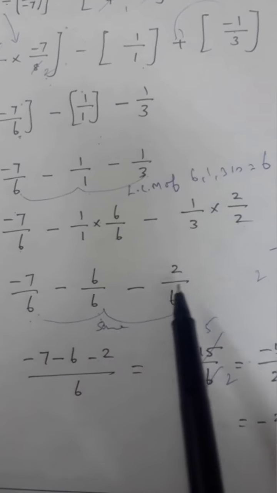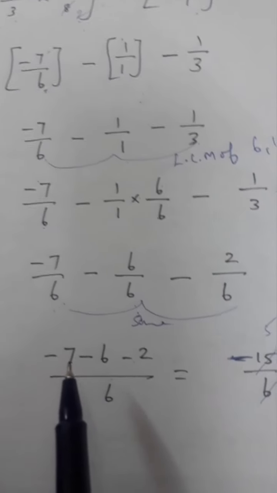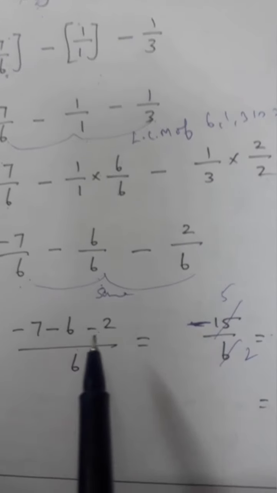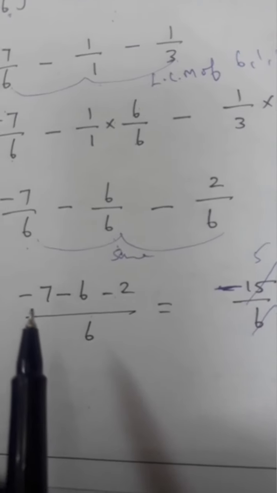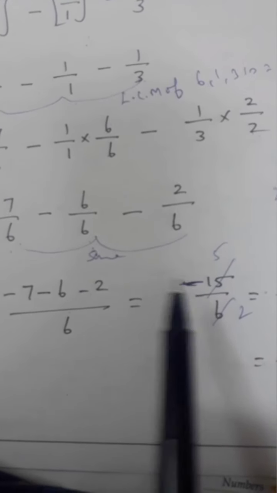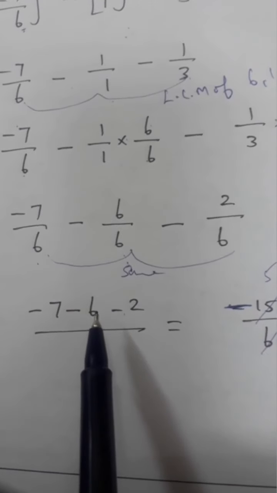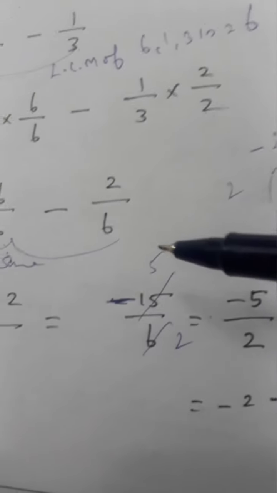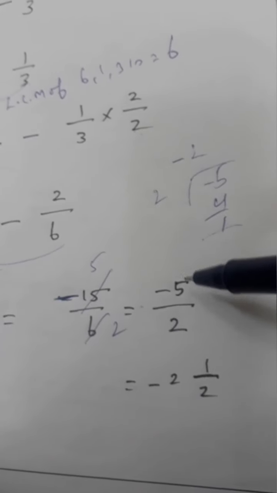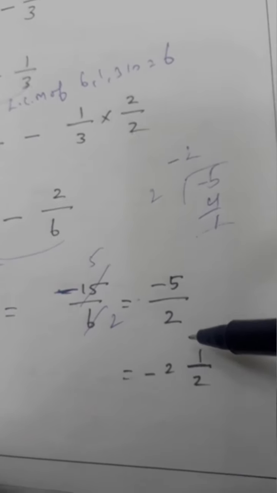Now all the denominators are the same. Minus 7 minus 6 minus 2 divided by 6. All the numbers have what sign? Minus. Put in the same sign, minus. 7 plus 6 is 13, 13 plus 2 is 15. 15 by 6. Now 15 by 6 is possible in the table of 3. 3 5s are 15, 3 2s are 6. The answer is minus 5 by 2.